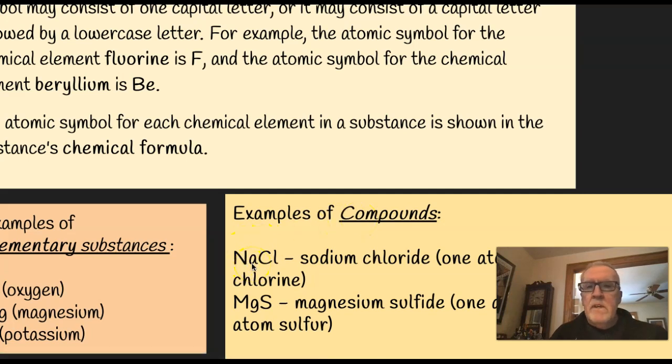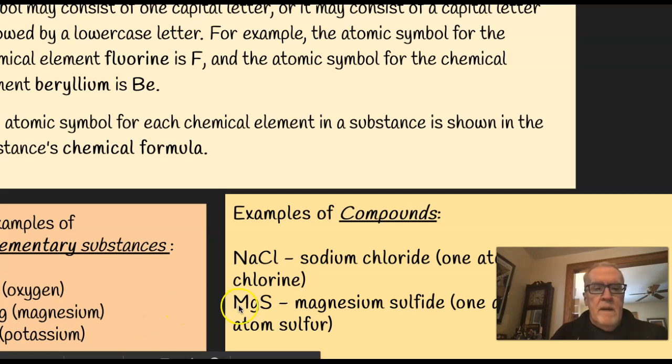NaCl. Now you can tell it's two because there's a capital N, lowercase a. That's sodium. And then you've got capital C, which means that's the beginning of another atomic symbol. So the Na is sodium, the Cl is chlorine, and the compound is sodium chloride. One atom of sodium, that's the Na. One atom of chlorine, that's the Cl. So that's a compound because there's two elements.